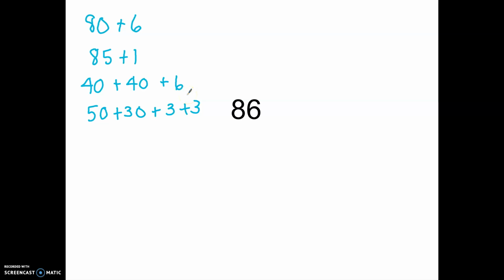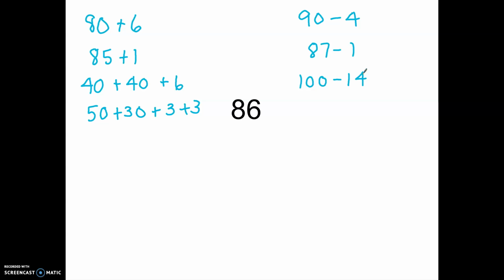Now I don't have to always just do addition. What about 90 minus 4? That's 86. 87 minus 1 is 86. 100 minus 14 is 86.